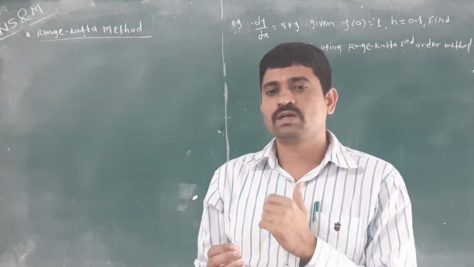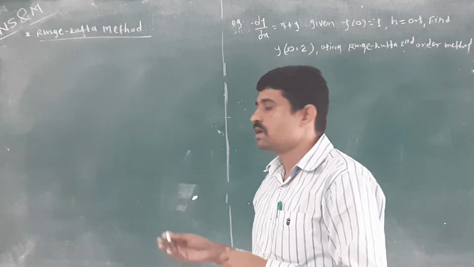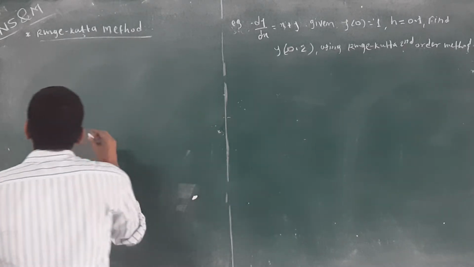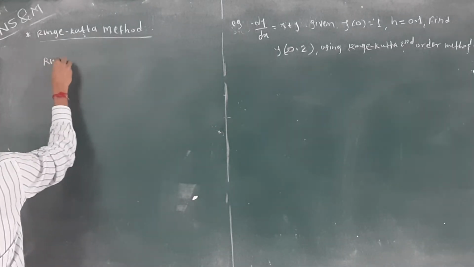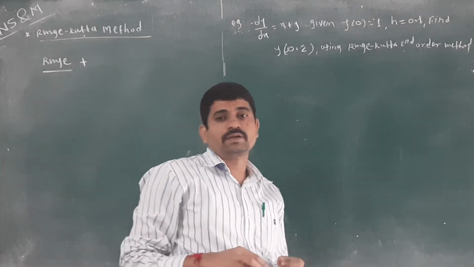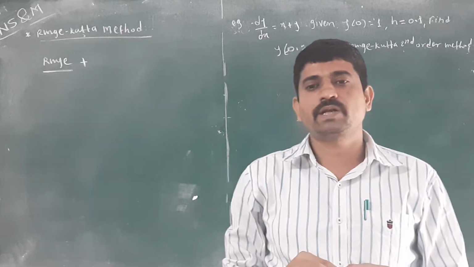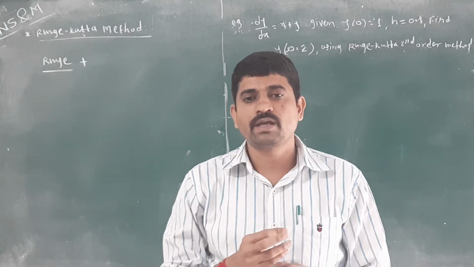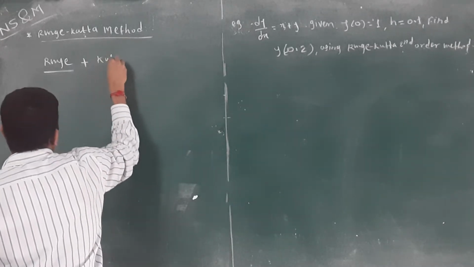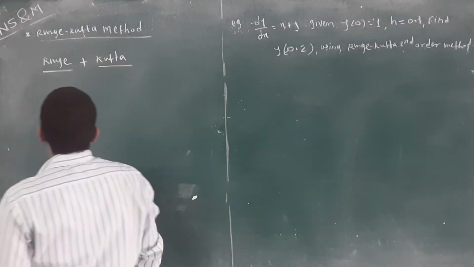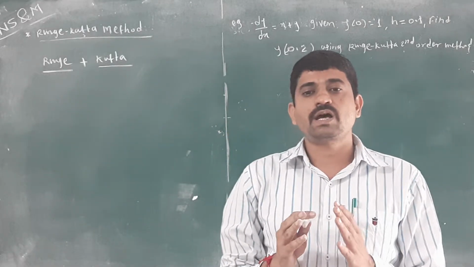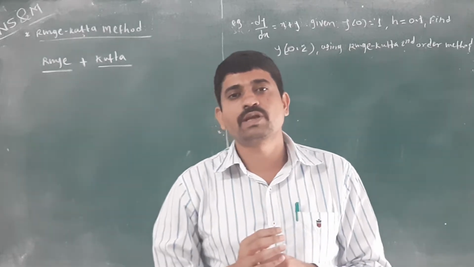The name of the method is derived from the names of German mathematicians, Carl Runge and Wilhelm Kutta. That's why this method is called the Runge-Kutta method. This is a more accurate numerical method.